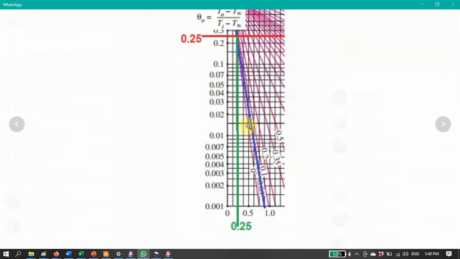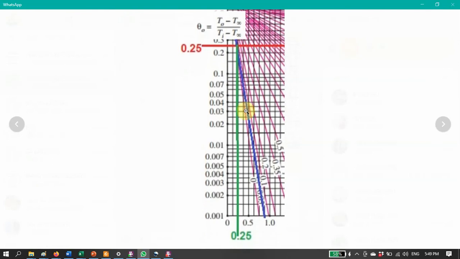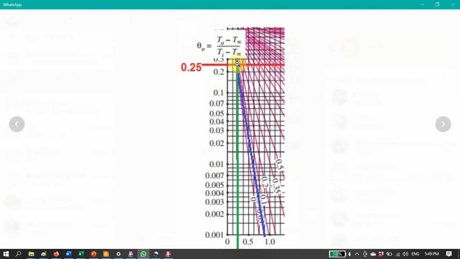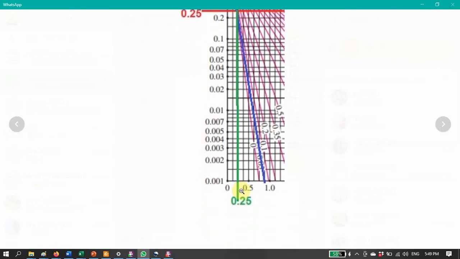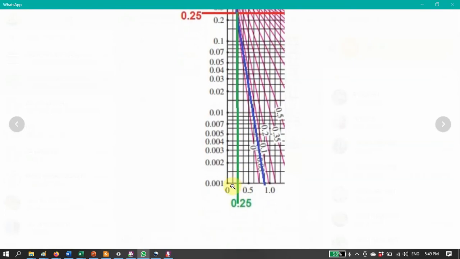There is no problem with that. You find that 0 is close to it, but we have a range. For 0 and 0.05, there is not much difference between them at 0.25. Then we project to the bottom, and we get about 0.25 for the Fourier number. So we're going to use this value to estimate the time required.